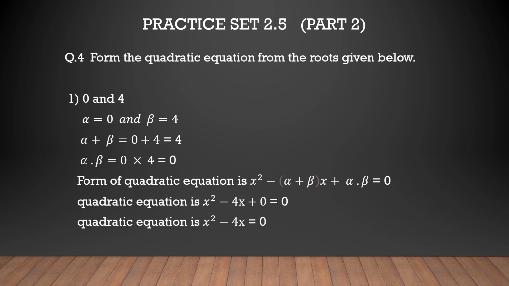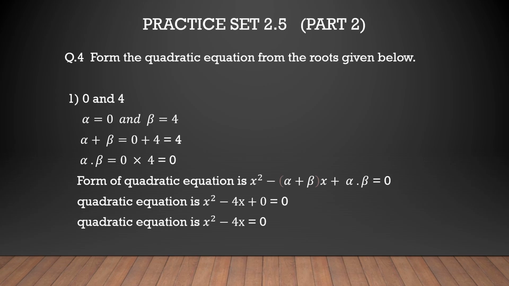So we have to find the value of alpha plus beta and alpha into beta. So first we find the value of alpha plus beta. So alpha is 0 and beta is 4. So 0 plus 4 is equal to 4. Alpha plus beta is equal to 4. Then alpha into beta. Alpha is 0 and beta is 4. 0 into 4 is equal to 0. So alpha into beta is equal to 0 and alpha plus beta is equal to 4.